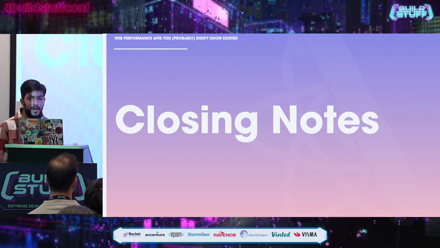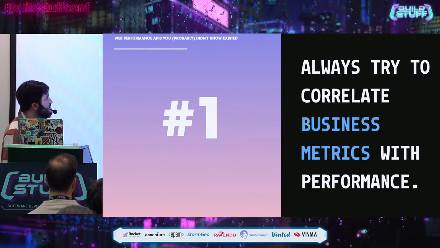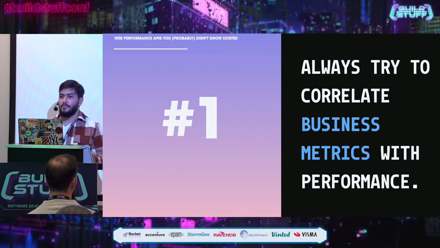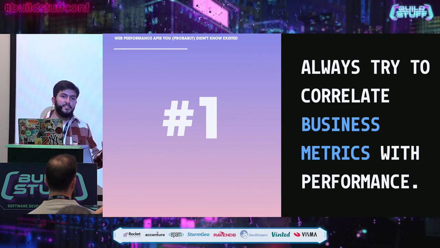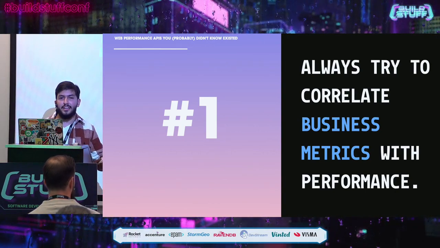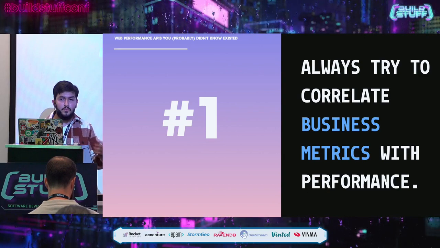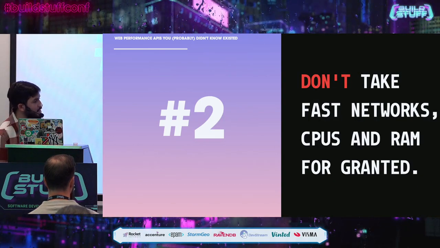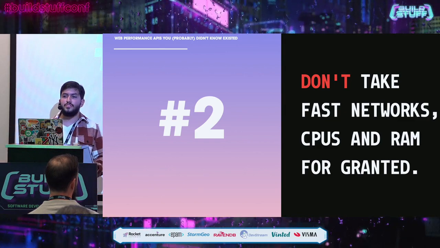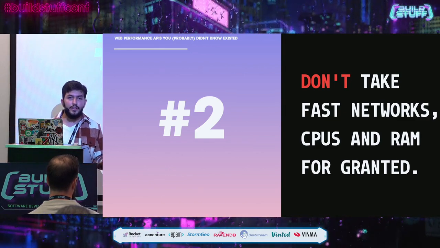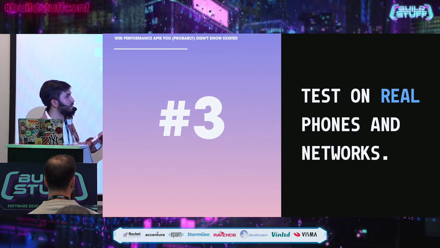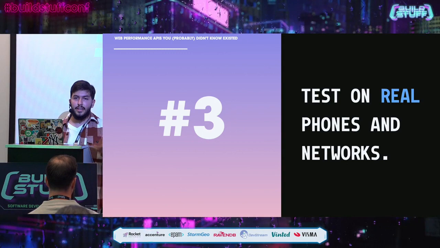To wrap things up, it's really important that we always try to correlate business metrics with performance, because that's what matters the most in the end. It's not something you're going to tweet about; it's conversion rate. Depending on your users, don't take fast networks, fast CPUs or good devices for granted, because it's not. That's why it's important to test on real devices and real networks.